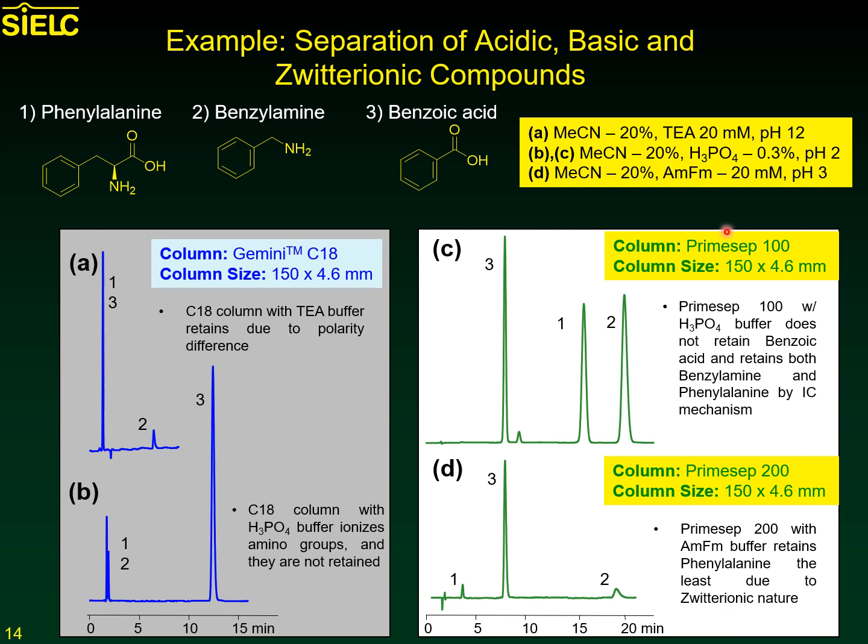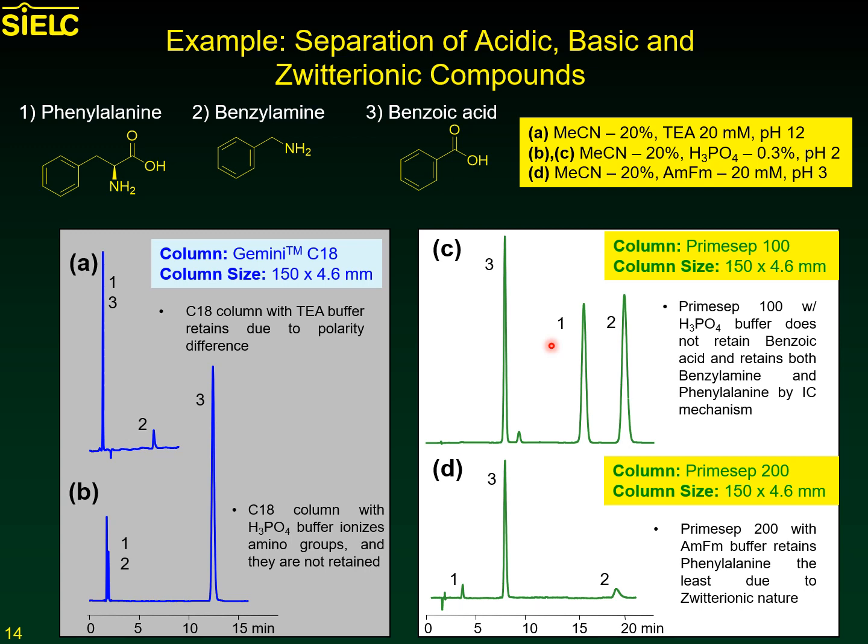Now, if one were to try to use the mixed mode columns to do this separation, say use the Primesep 100 column and the same phosphoric acid pH 2 mobile phase, they would find that they can separate all three compounds very neatly. The benzoic acid is eluted first under these conditions because it doesn't participate in the ion exchange mechanism and is retained some by the reverse phase mechanism. However, both the phenylalanine and the benzylamine are retained longer on the column and separate neatly from one another.